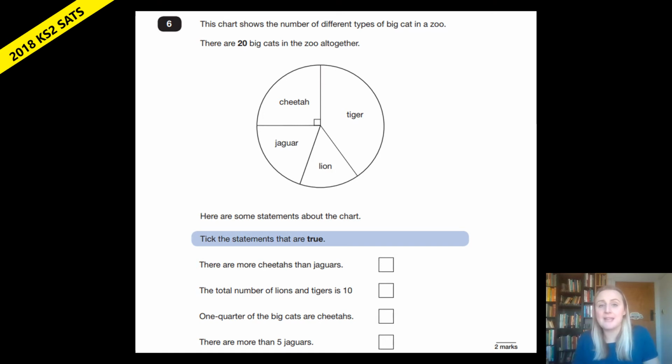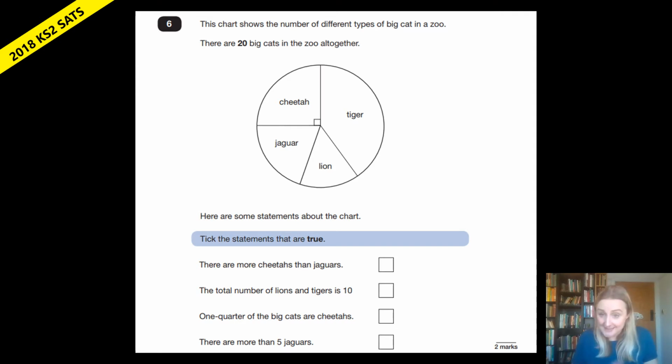We have 20 big cats in a zoo, and we have to just say true or false for the statements at the bottom. There are more cheetahs than jaguars. Yes, we can see that, because if we have a basic understanding of pie charts, we can see that the sector for cheetahs is larger. The total number of lions and tigers is 10. Well, no way, because lions and tigers are more than half, and we have 20 cats here in total.